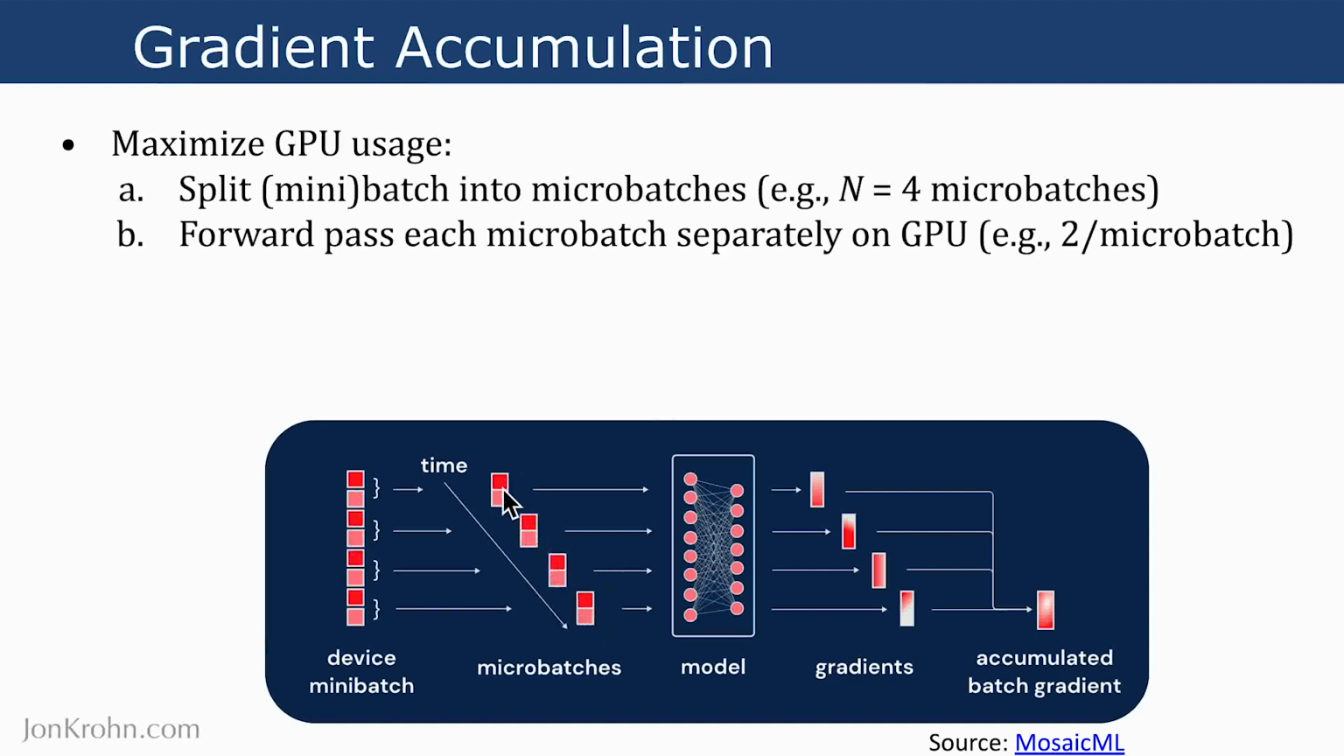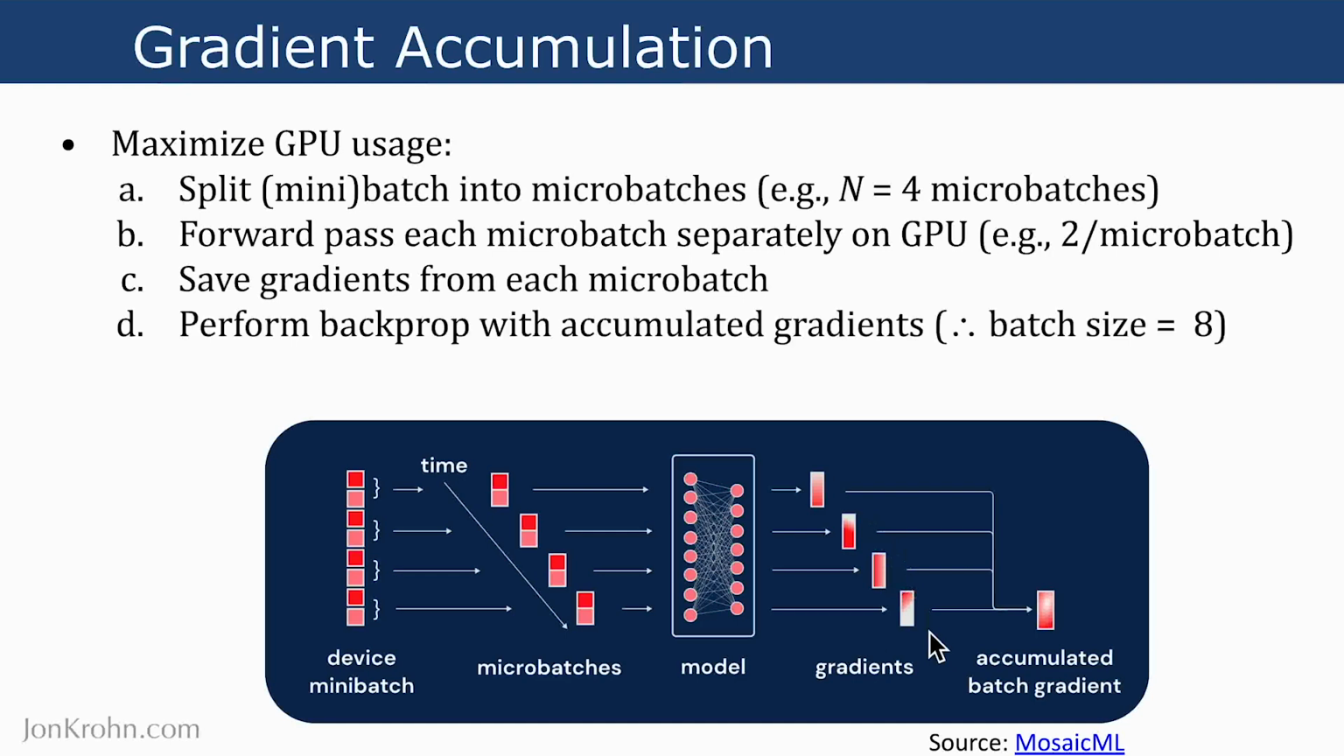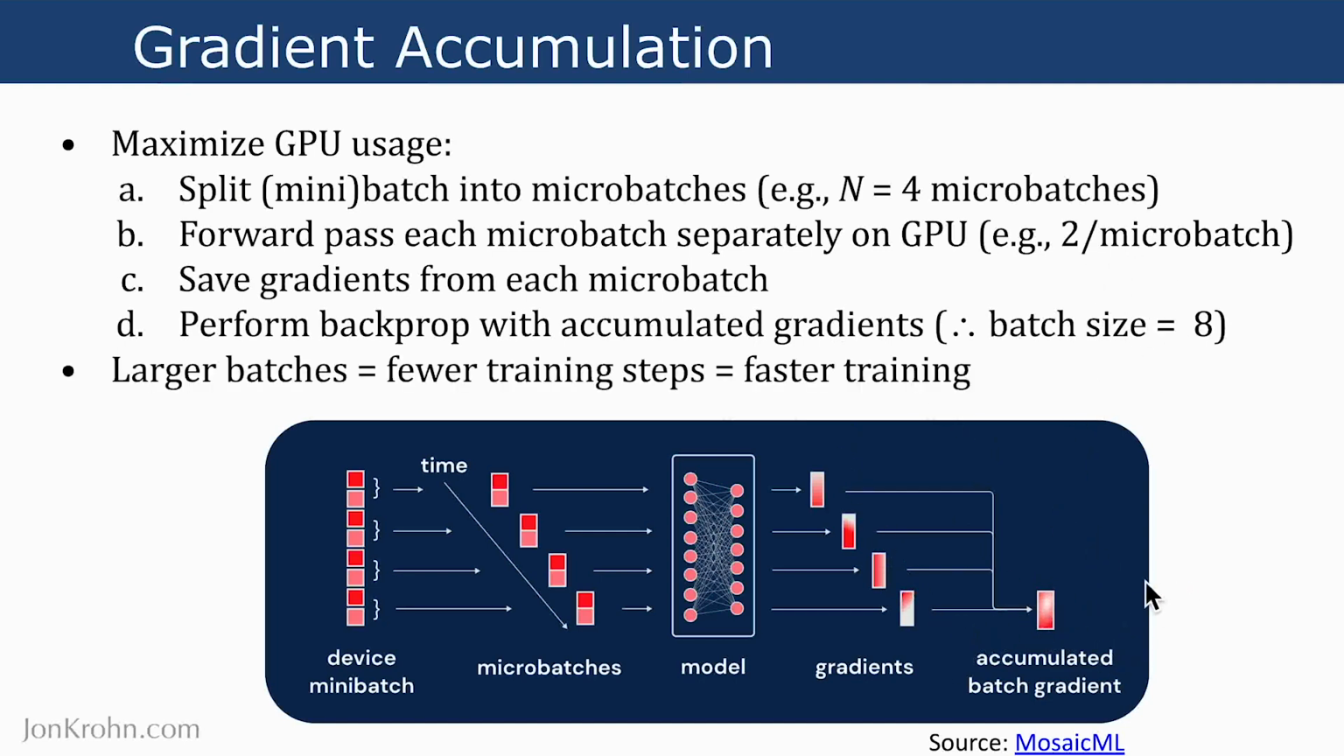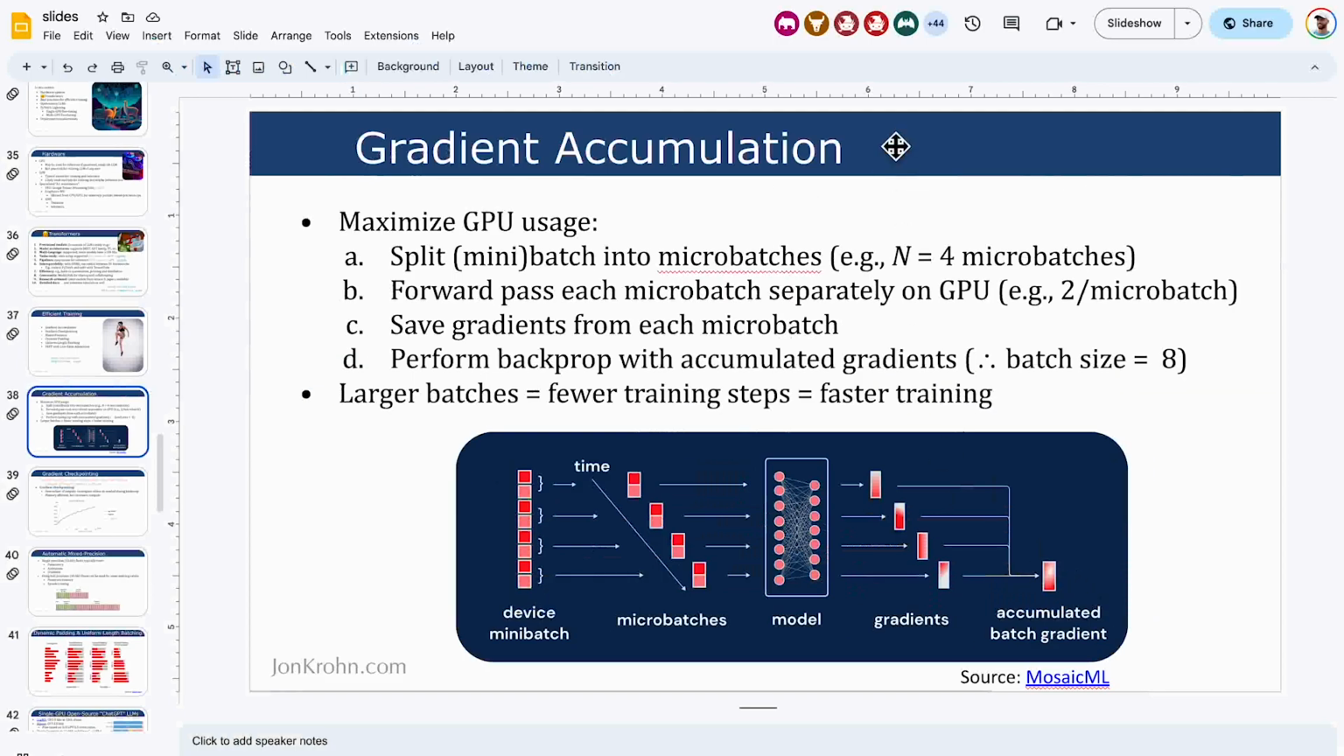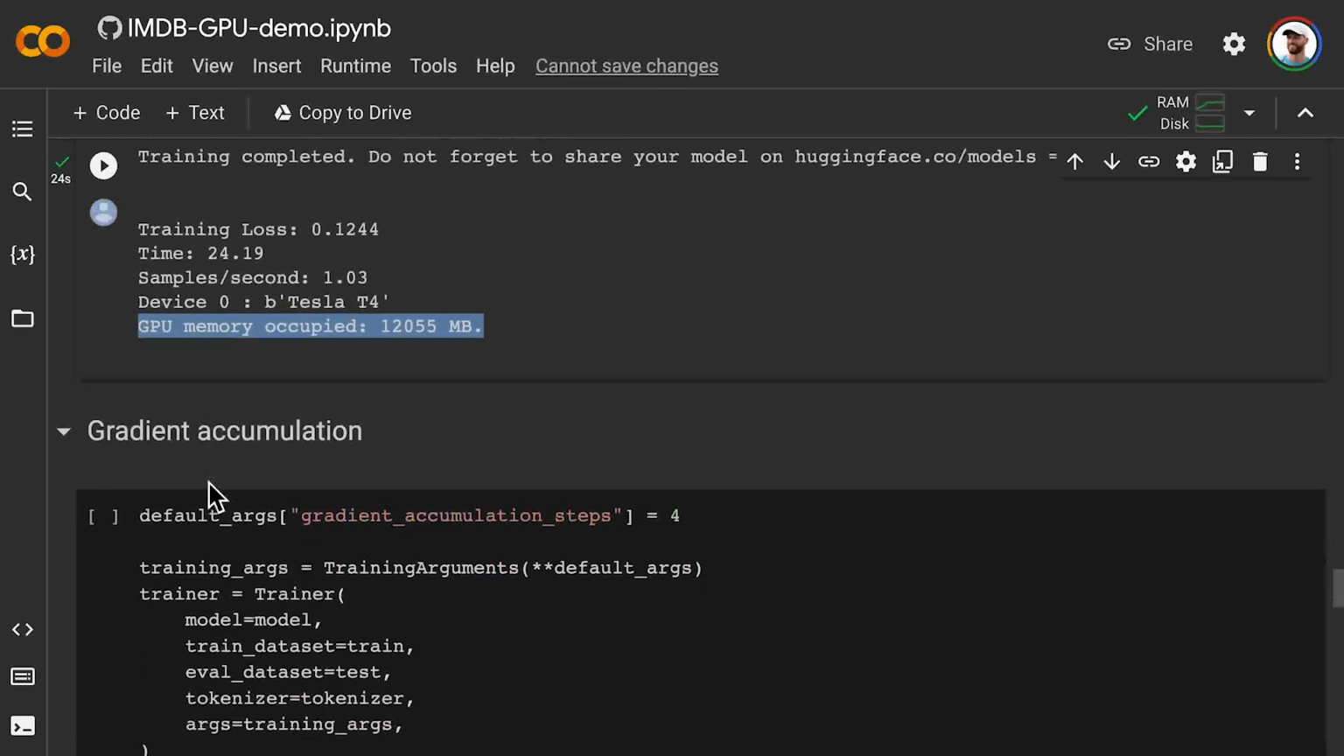And we do a forward pass on each micro batch separately on our GPU. So we're maximizing the use of our GPU. We save our gradients from each of those micro batches separately, and then we perform backprop on the accumulated gradients once we have all of our microbatch gradients. And so this allows us to have larger mini batches, which means fewer training steps overall. It means fewer rounds of backpropagation on our gradients and faster training. But you don't have to take my word for it, because we can do it.